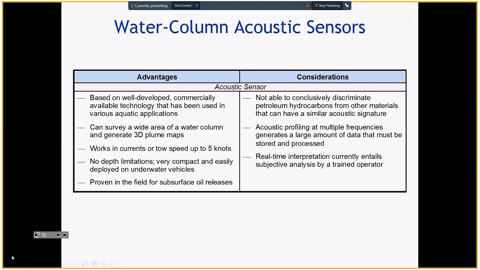And so, acoustic sensors, we don't really know. These are all remote sensing things. We have to see that. This is the coolest thing you have.